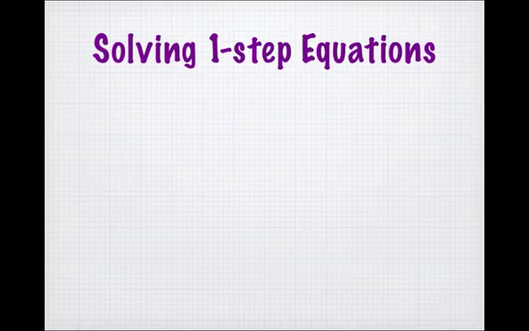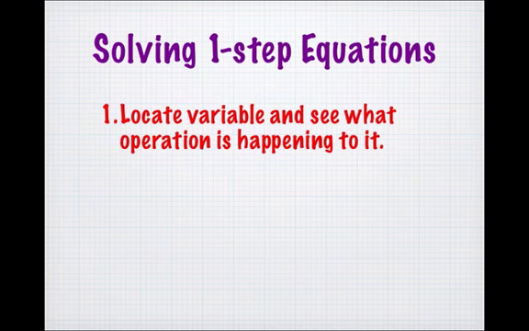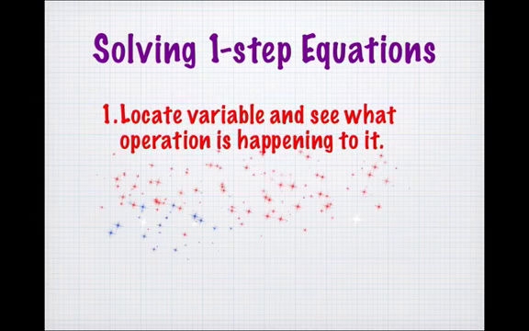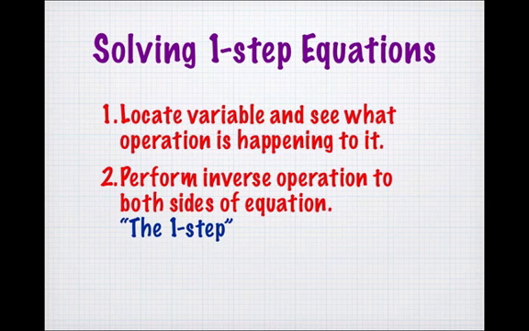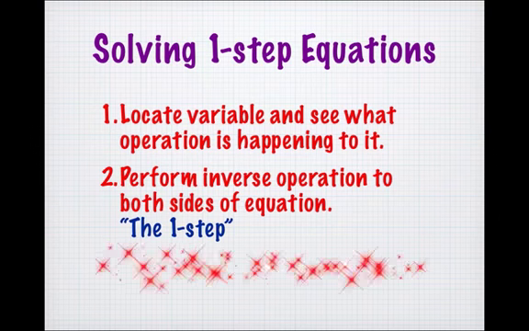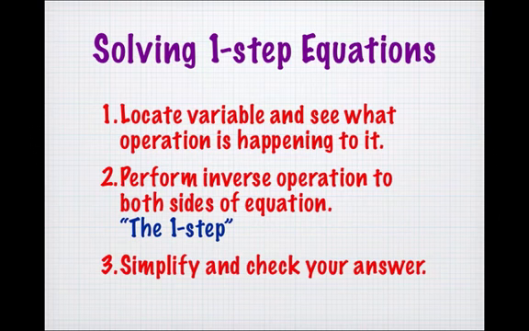To solve one-step equations, you must first locate the variable and identify what operation is happening to it. Then perform the inverse operation to both sides of the equation. This is called the one step. Lastly, we simplify and check our answer. This last step is important so that you can make sure that you did your work correctly.